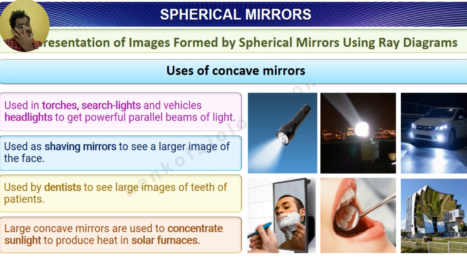it has a concave mirror. It is used in torches, in searchlights, and in vehicle headlights to get powerful parallel beams of light. It is used as shaving mirrors to see a larger image of the face. It is used by dentists to see images of the teeth of patients. Large concave mirrors are used to concentrate sunlight to produce heat in solar furnaces.